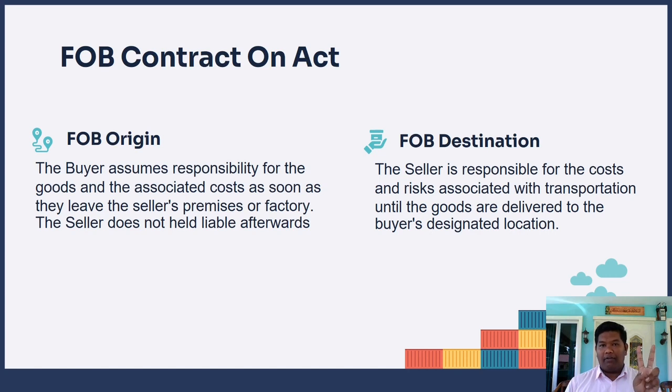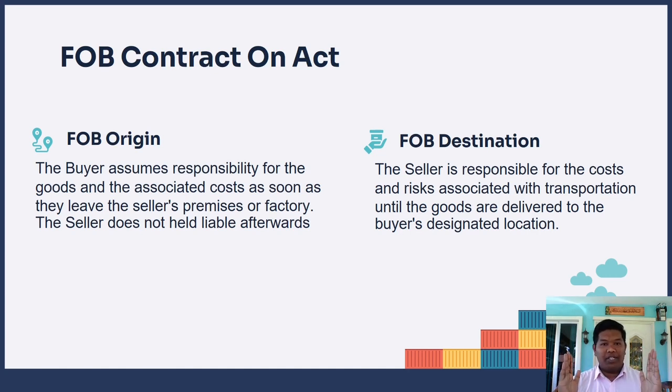There are two FOB contracts in action. First, the FOB origin and the destination. So the origin: the buyer assumes responsibility for the goods and the associated costs as soon as they leave the seller's premises or factory. So basically the seller is not liable afterwards. So from the origin spot of the goods, the associated costs, starting from the seller's place, are under the responsibility of the buyer.